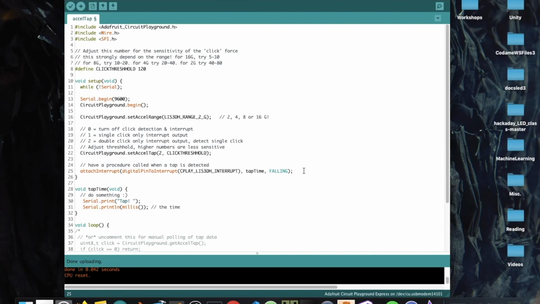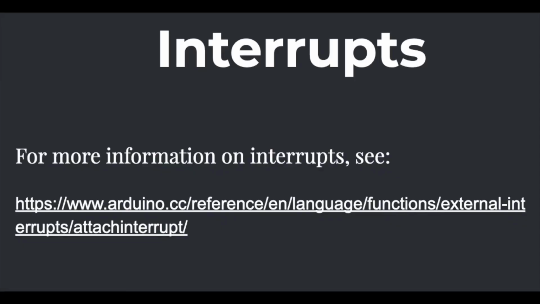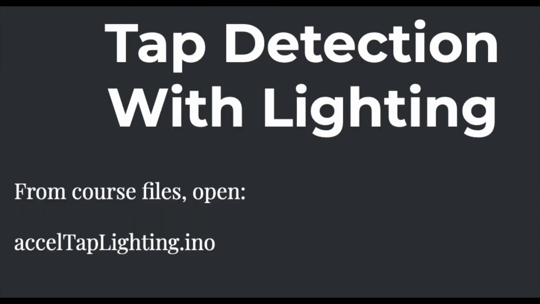As a bonus, what do you think will happen if you set it to CHANGE? If you said it'll detect 2 taps every time you tap it, you're right. Give it a try and see what you get. Be sure to change it back to FALLING afterwards. For more information about interrupts, you can see the Arduino reference.